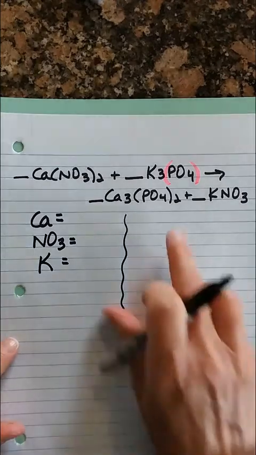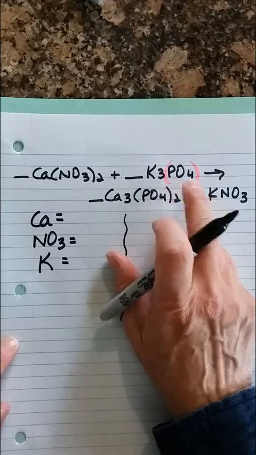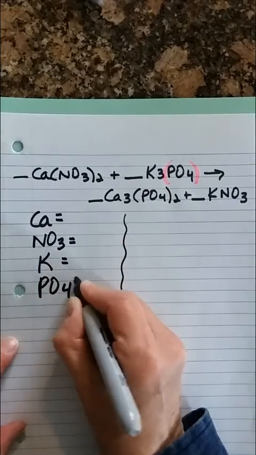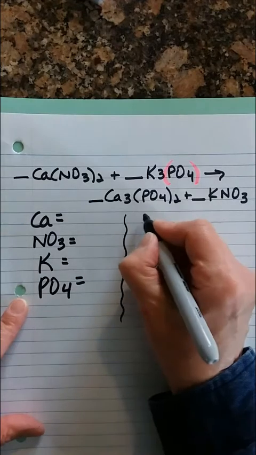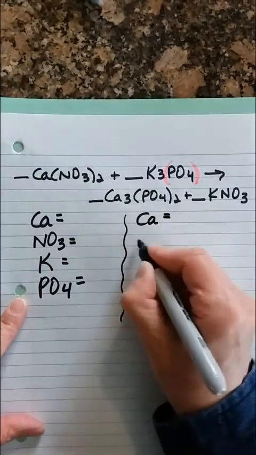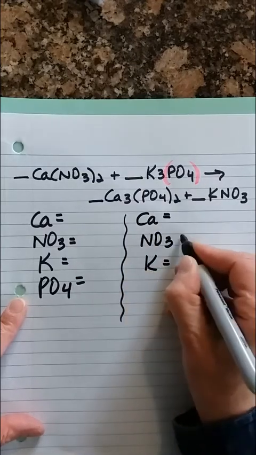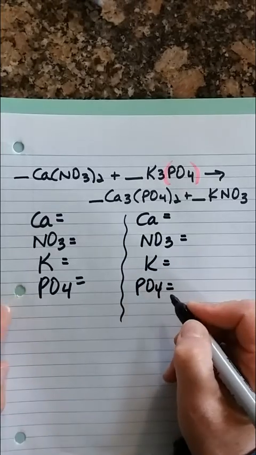Okay, so how many PO4s do I have here? I don't have 4, I have 1. Okay, but that doesn't matter yet because we're just listing. I'm going to recopy this on this side, same order, just to make it easy. It's easier to keep track of that way. And then PO4. Okay, now I can start counting.